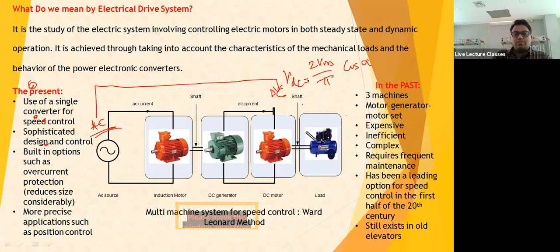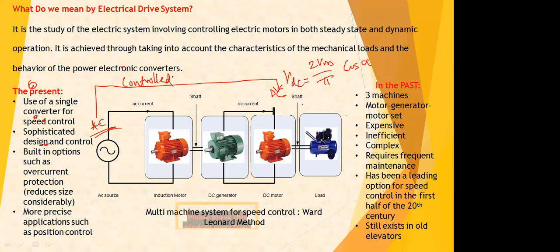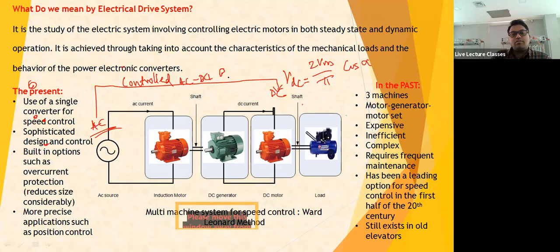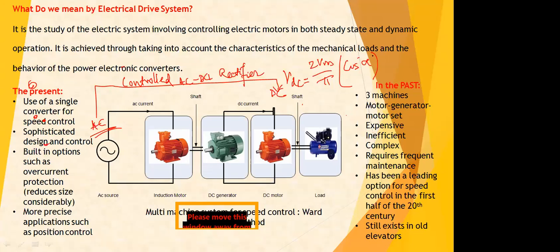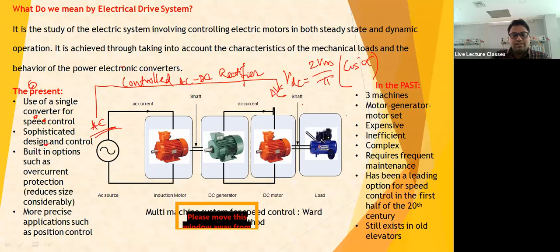But if you want to employ a controlled voltage, you will want to go for a controlled rectifier, an AC to DC rectifier, right? So this would be 2 Vm by pi cos of alpha. If you change alpha, you would be changing the speed of the motor. So by changing alpha up and down, you'd be changing the value of DC power supply available here, and then you would be able to control this load, right? So the system would have become almost 1/10 of the size, 1/10 of the cost, and very much easy to control, right? So that is the magic of power electronics, which it has done in this electric drive sector.